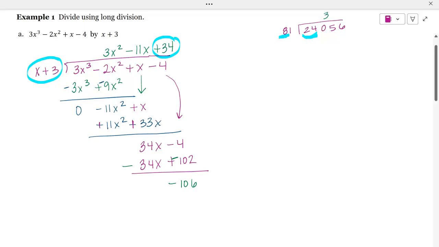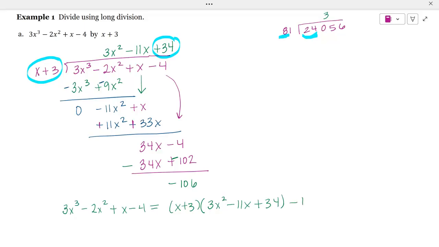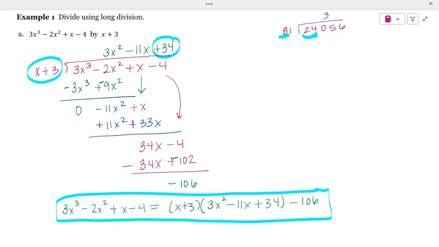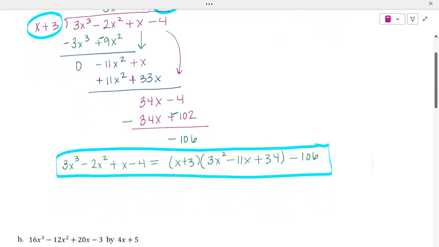So to write our final answer, the original polynomial, 3x cubed minus 2x squared plus x minus 4, is equal to what we divided by, x plus 3, times what we got for our answer, 3x squared minus 11x plus 34, and then plus the remainder. In this case, it's a minus 106. If we were to multiply these two polynomials together and then subtract the 106, we would get the original that we started with.